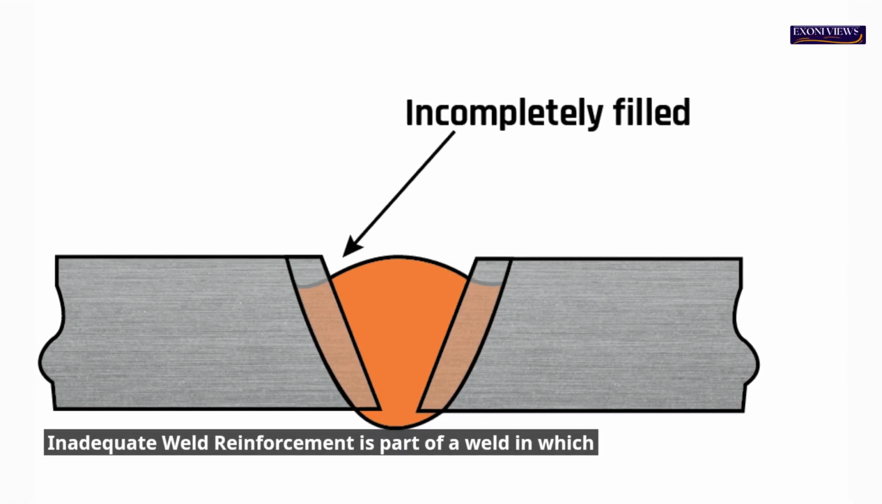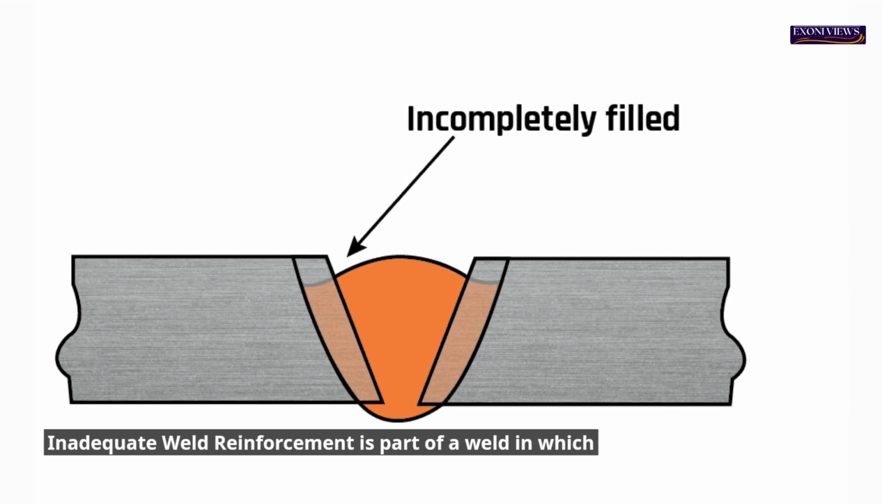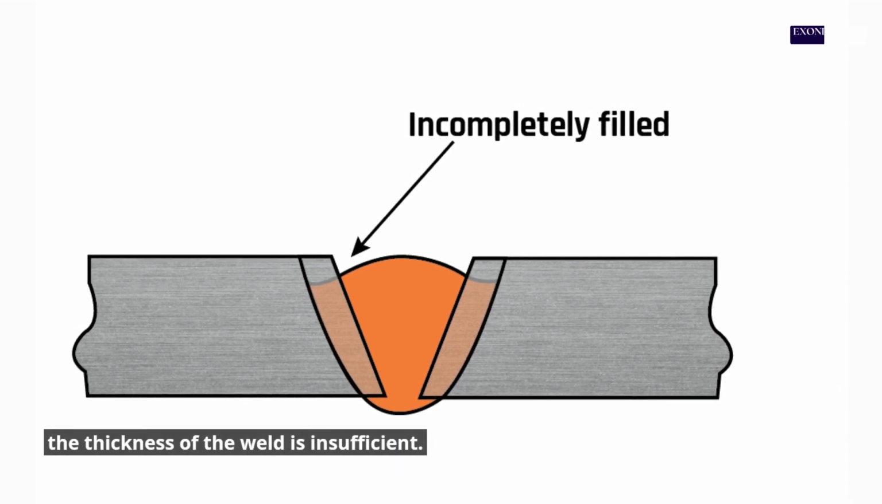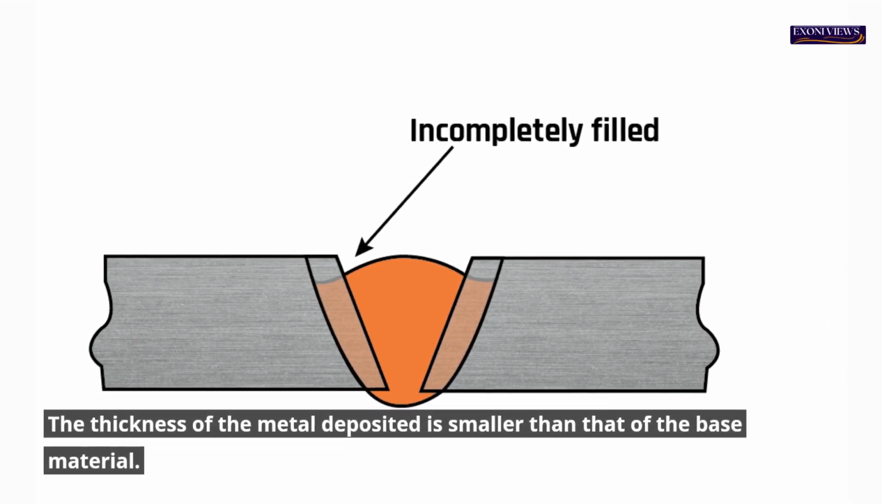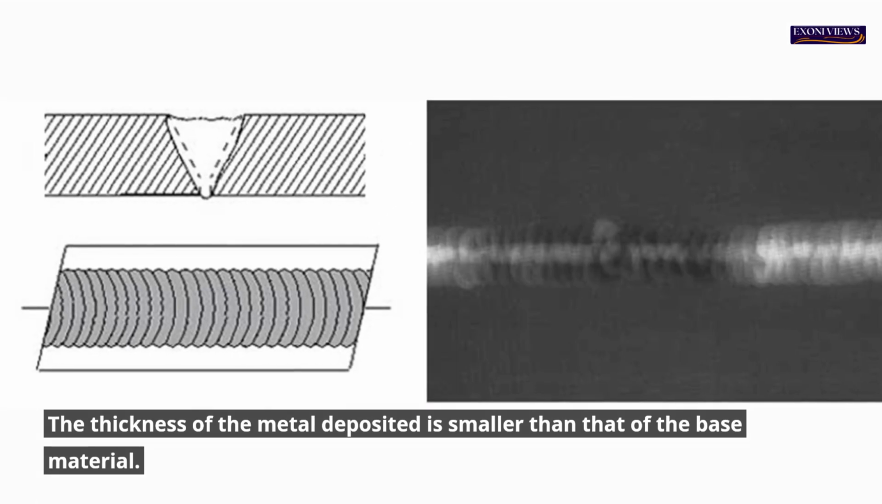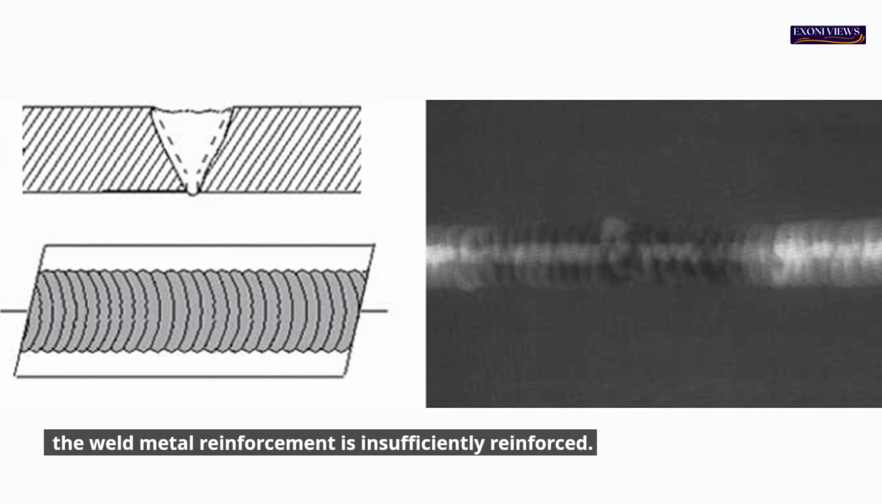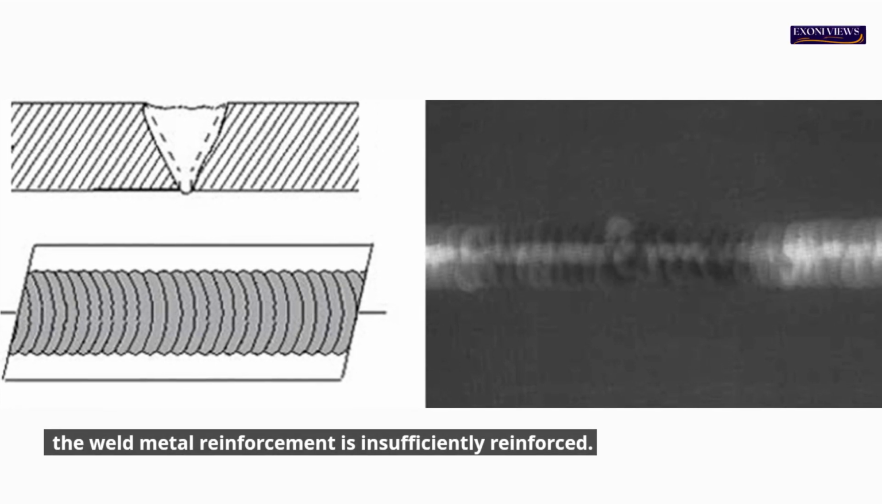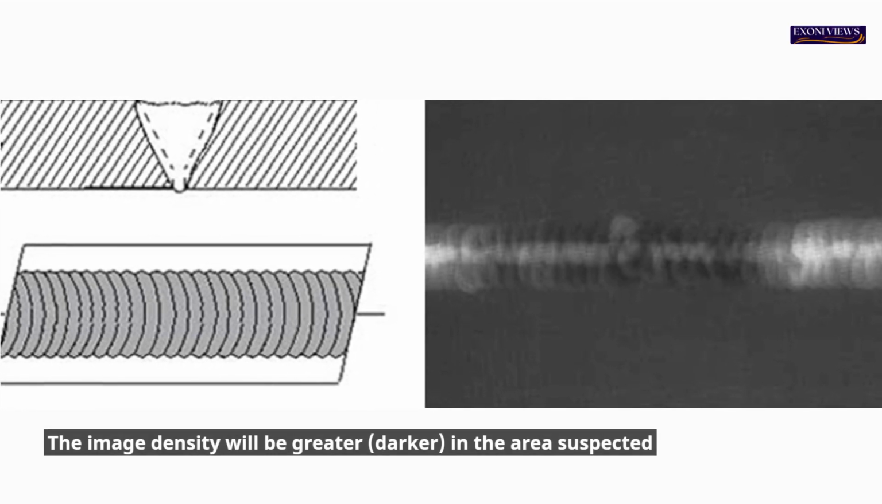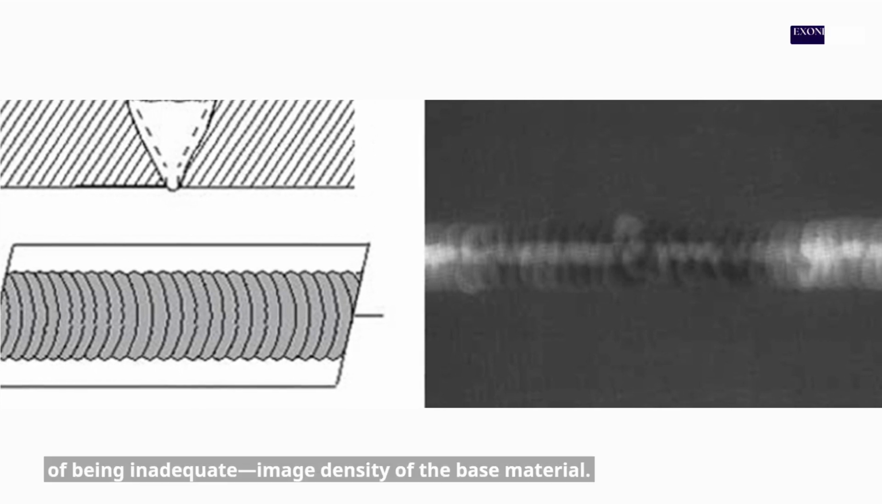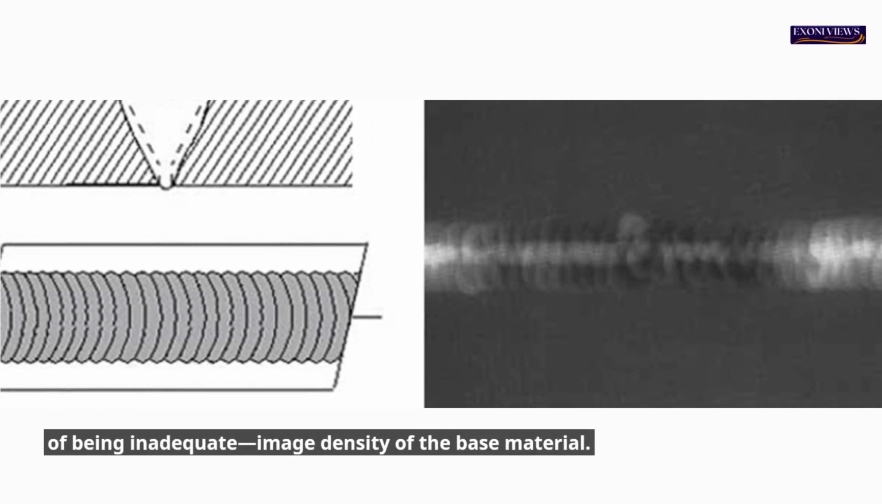Inadequate weld reinforcement is part of a weld in which the thickness of the weld is insufficient. The thickness of the metal deposited is smaller than that of the base material. It is easy for radiographs to determine if the weld metal reinforcement is insufficient. The image density will be greater, darker, in the area suspected of being inadequate, compared to the image density of the base material.